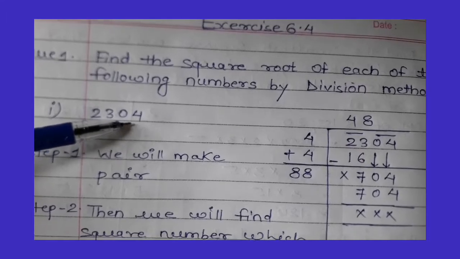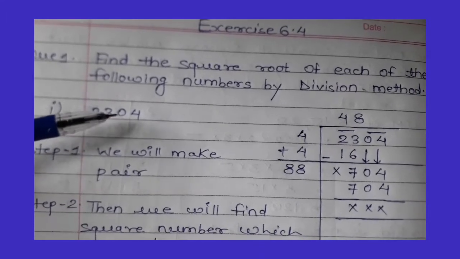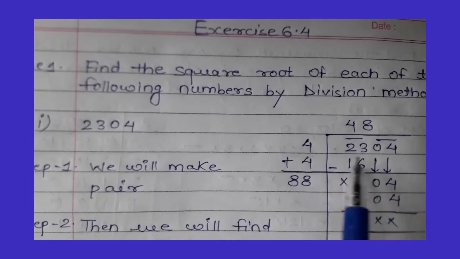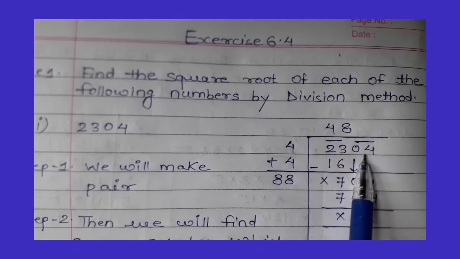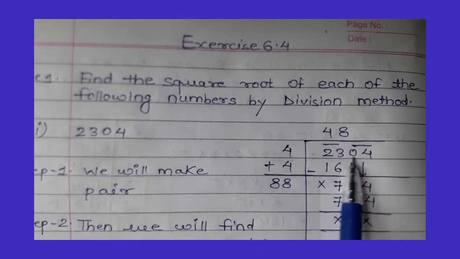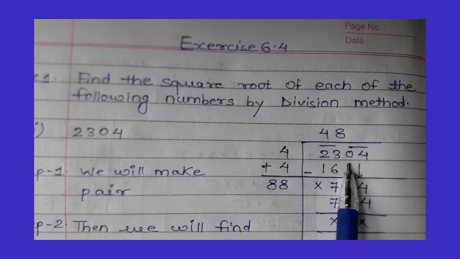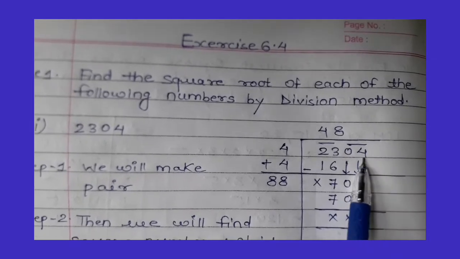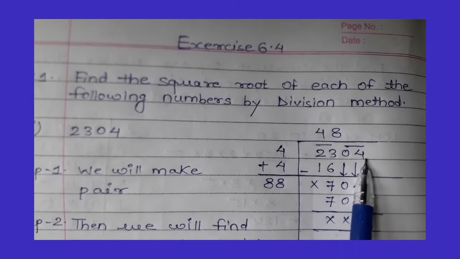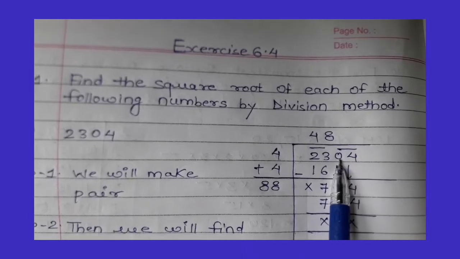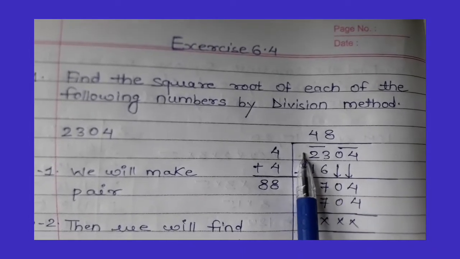2304. Using the division method we have to find the square root of this. First of all we'll make pairs from the right hand side. From the units place we will start making pairs of two digits. So this one is the first pair and this one is the second pair.